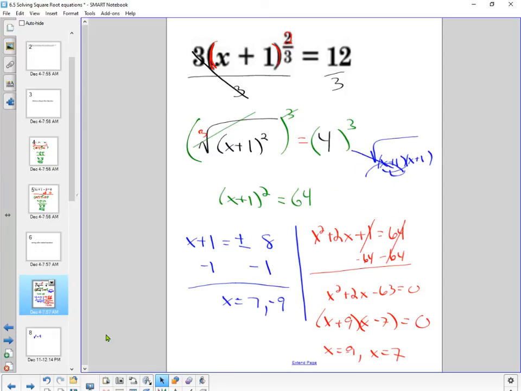What's the opposite of squaring something? Square root, right? So when we square root, we're going to end up with x plus 1 here. But you have to do plus or minus the square root of 64, which is plus or minus 8. So now you just take away 1. What's 8 take away 1? 7. And then -8 take away 1? -9. Oh, okay. That's it. I like that one. But again, some people don't see it and they end up doing the factoring.